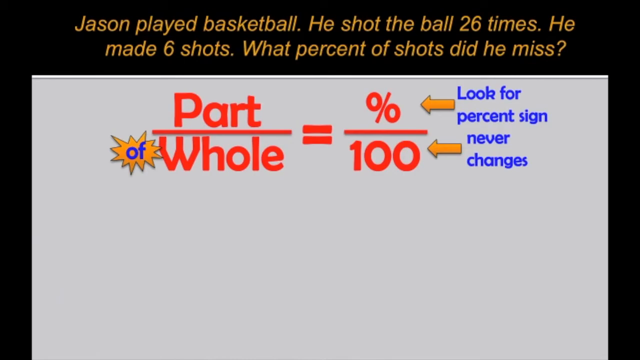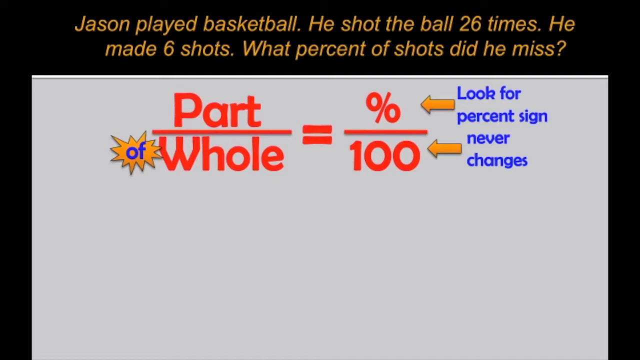So here we have a word problem, so it's a little bit different. But no matter, we're going to set up the proportion the same way we've been doing, so there's really nothing to stress about. You just got to be able to just take a deep breath, read the question, remember what we've said, and place things where they belong. So let's start. Jason played basketball. He shot the ball 26 times. He made 6 shots. What percent of shots did he miss?